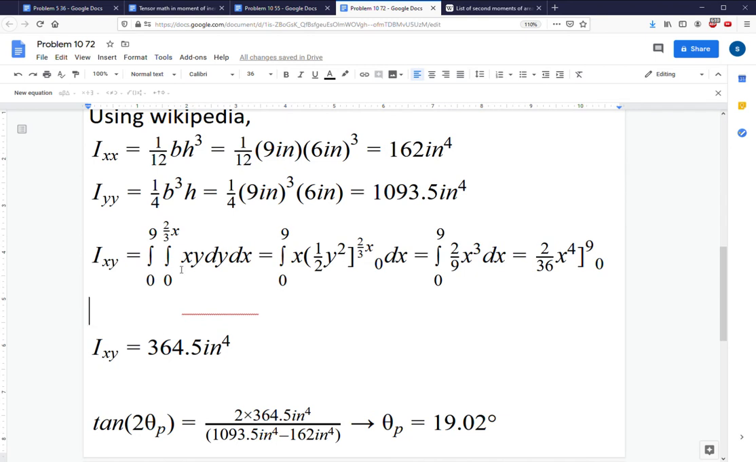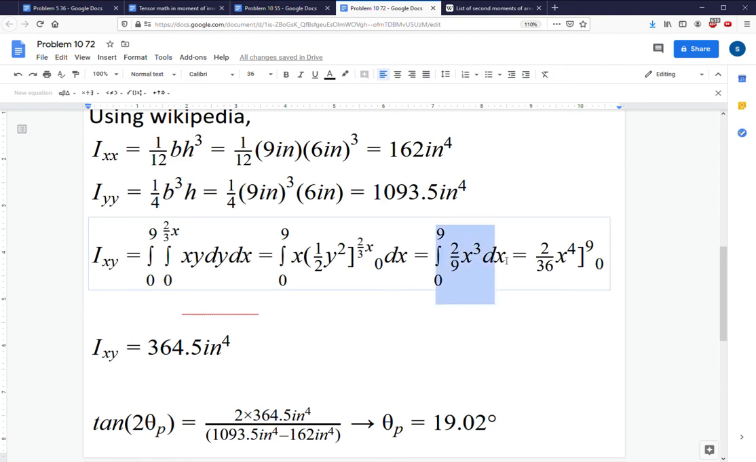So do the inner integral first. Remember, x is constant for this integral, so we pull it out. The integral of y dy is 1/2 y squared. Plug in our bounds, 2/3 x in for y. This squared is 4/9 x squared, which when combined with this 1/2 becomes 2/9 x squared. And then when combined with this x becomes 2/9 x cubed.